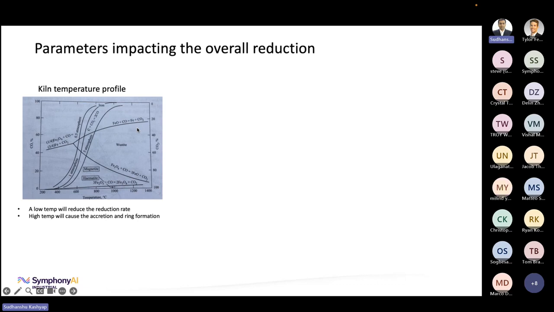But high temperature also causes accretion formation. That is, particles in the coal come together and form a ring, and that inhibits the flow of material through the kiln. So that's the problem. This becomes an optimization problem, where we want to keep the kiln temperature in the right range, not too high, not too low, so operations can be smooth.